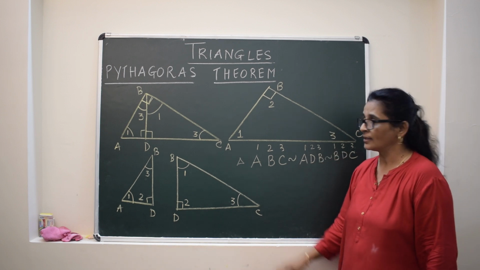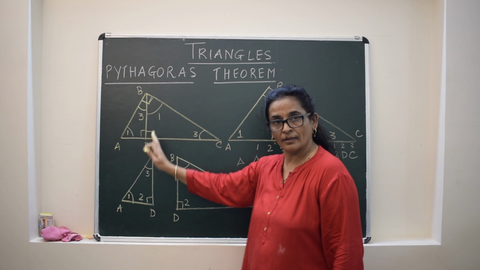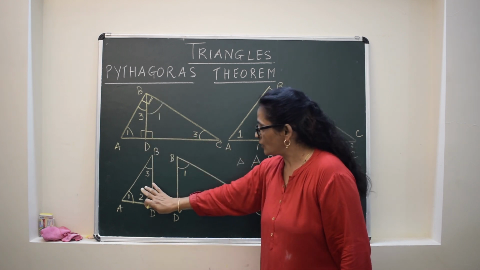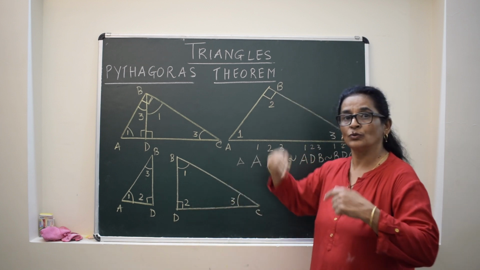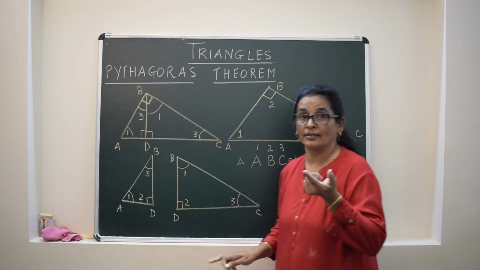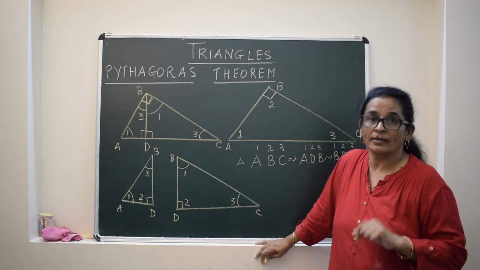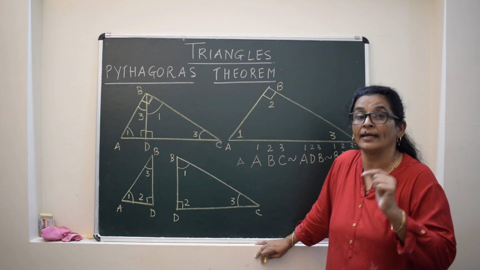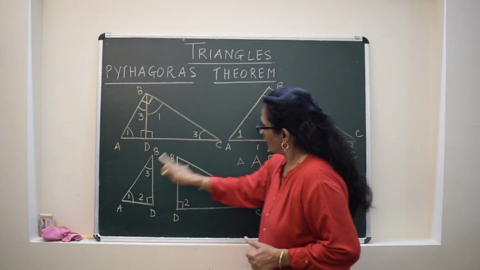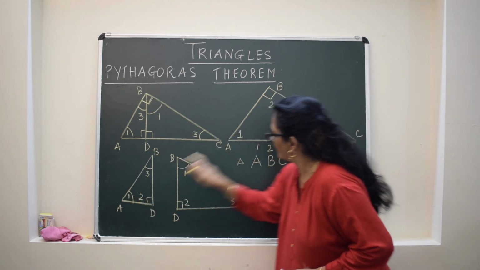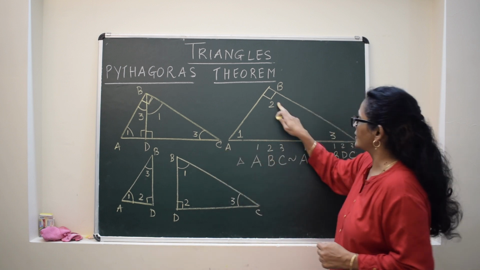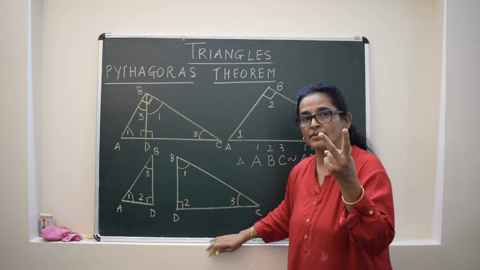So what is the result? If we drop a perpendicular from the right angle to the opposite side, the two triangles made are similar to the original one, meaning this one, and they are similar to each other. Now what is the property by which they are similar? They are similar by the AA corollary, because you can see in this triangle and this triangle, angle A and angle A both are 1. 90 degrees is there. So two angles are sufficient.